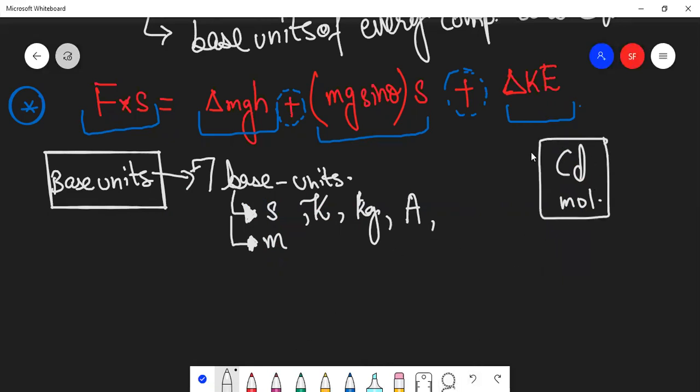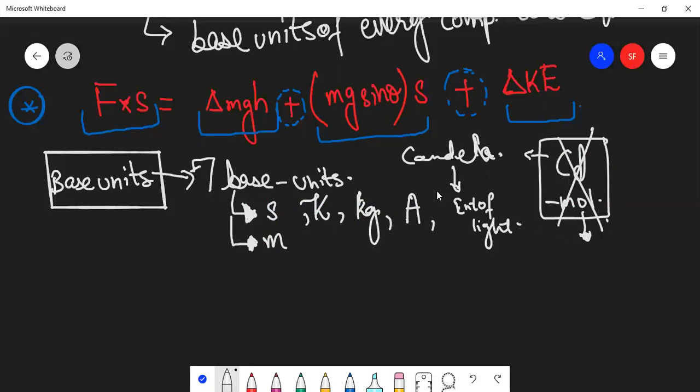CD, do you know what CD is? Candela. It's for the luminous intensity of light. And the mole, that's also done in chemistry. Mole is a unit of amount of substance. But these two are not commonly used in physics. In physics, we only deal with these 5 base units, and 99% of the calculations are done using these base units.